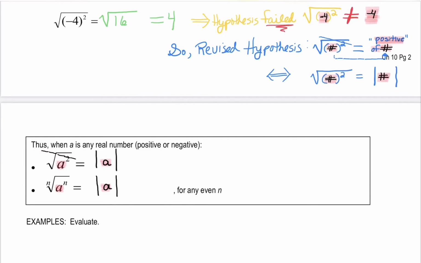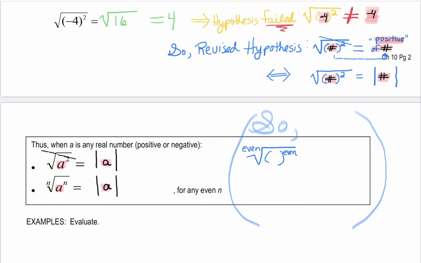So let's look at a different way to summarize this. Let's put this in a big set of additional parentheses here. Here's the implications of the whole deal. If we have an even indexed radical of a number being raised to that even power, and let's stick with my variable a, then that is going to give us that absolute value. So this is going to equal the absolute value of that a number.